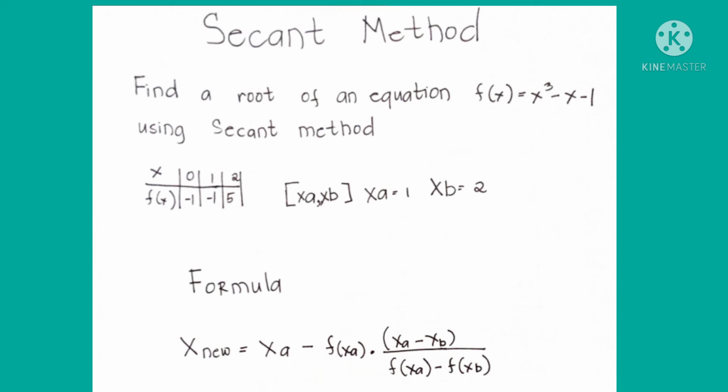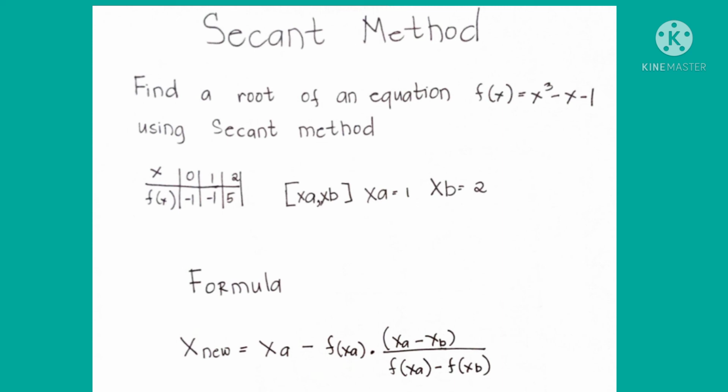Now our next topic is the second method. Here is an example for the second method. Find the root of an equation f of x is equal to x cubed minus x minus 1 using the second method. The first step that we are going to do is to find the interval. Starting from 0, we have now the interval 1 and 2, which a is 1 and b is equal to 2. And the next step we are going to do to find the root is use the formula.